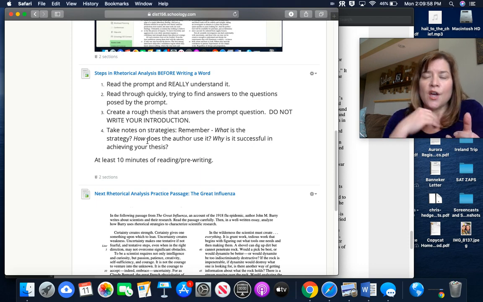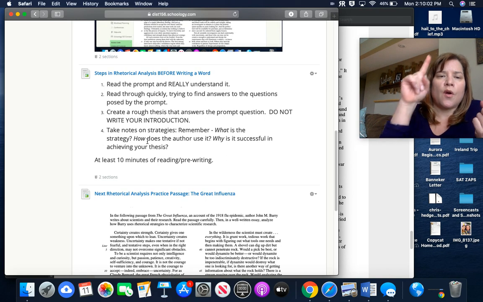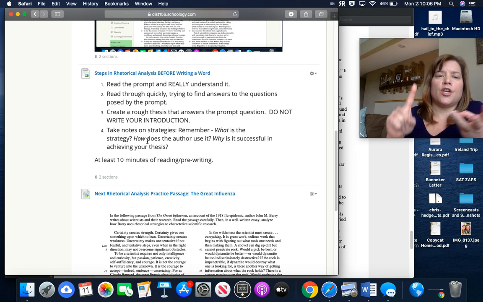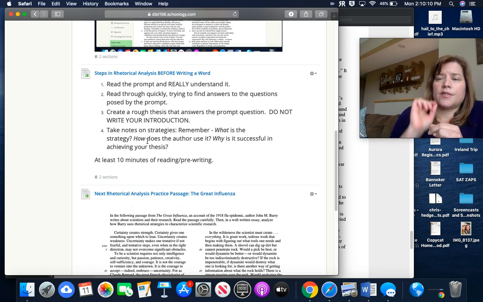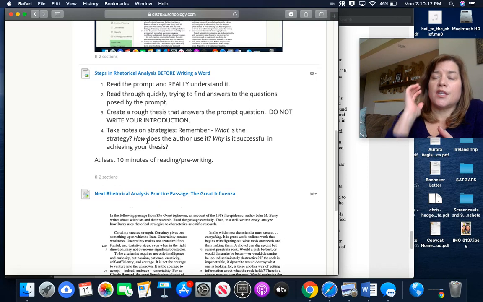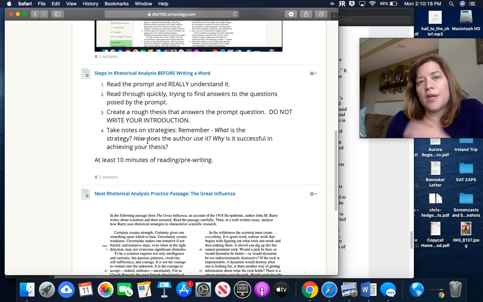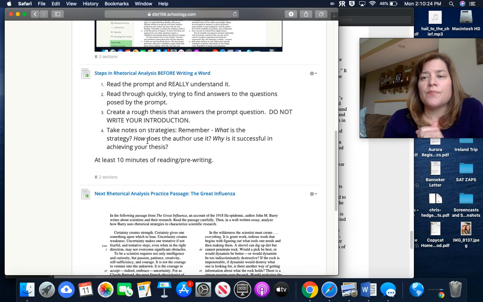Does that make sense? So when we're writing each of those paragraphs, we want to think of what is the strategy? How does the author use that strategy? Why is it successful? And connect it to the purpose, or connect it to the thesis. So if the thesis is that the people living in the Midwest are characterized as being innocent, simple folk, then we have to connect that at the end, and we have to do it clearly.